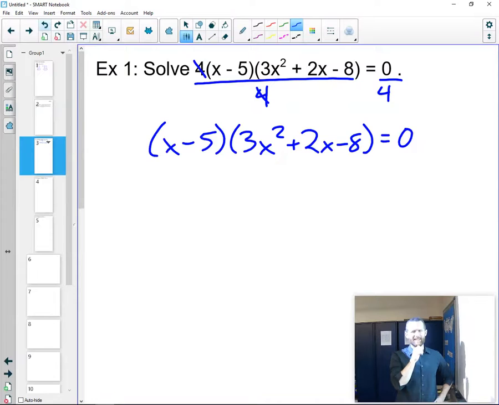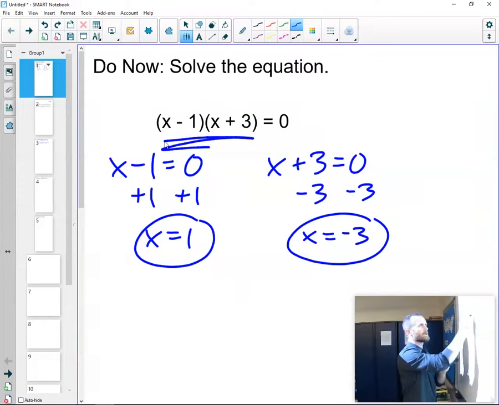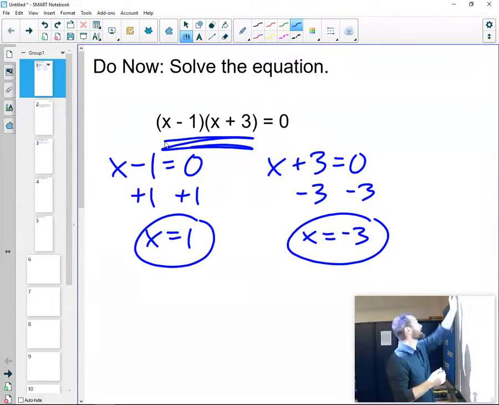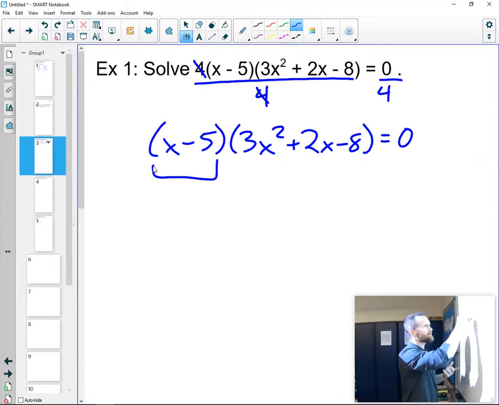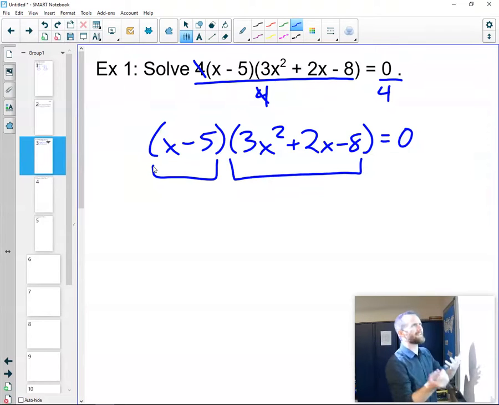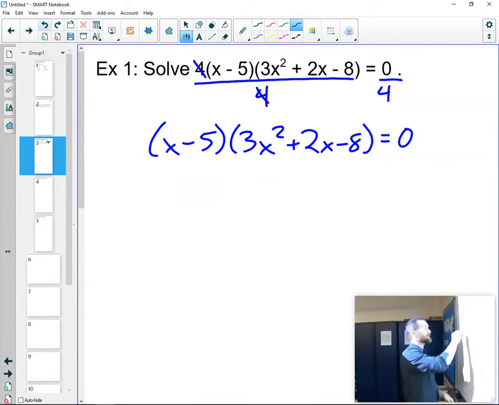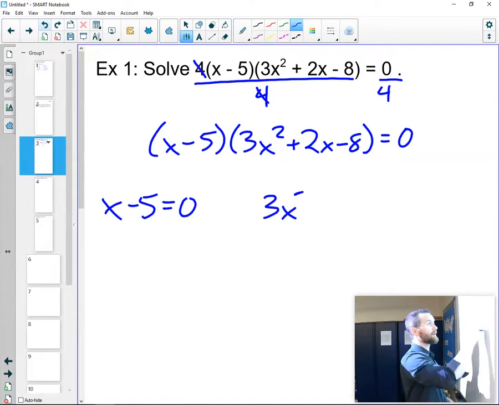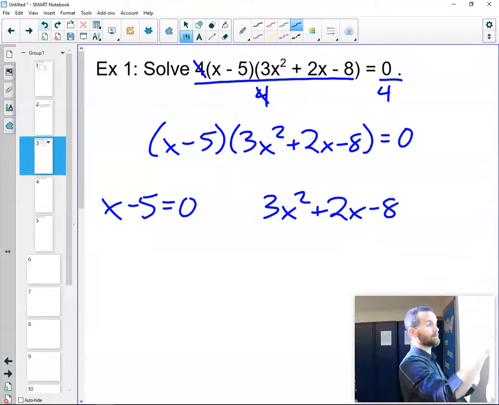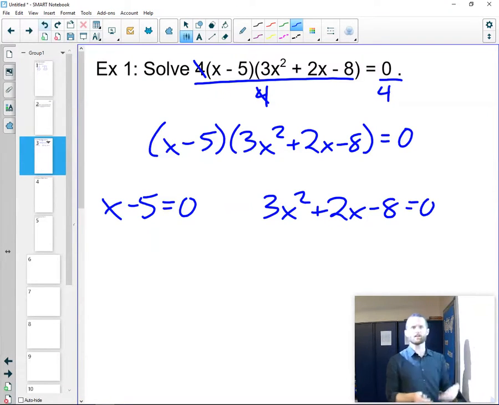Now, at this point, some of us might be stuck because this looks kind of different than anything we've done before, but hopefully, at least part of it looks a little familiar. Because really, this is exactly the same thing we saw in our warm-up. It was two things being multiplied together that equal 0. Well, we can split it up then. We're multiplying x - 5 times that trinomial, and the answer is 0. That means one of those things has to equal 0. Either x - 5 = 0, or 3x² + 2x - 8 = 0. We can split it up using the zero product property.